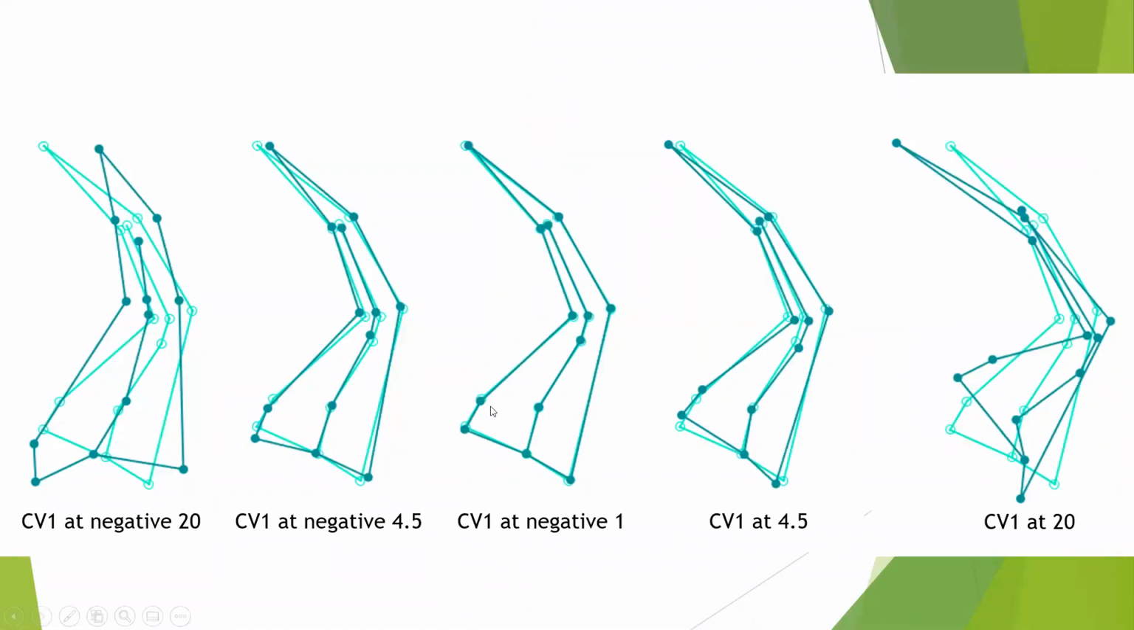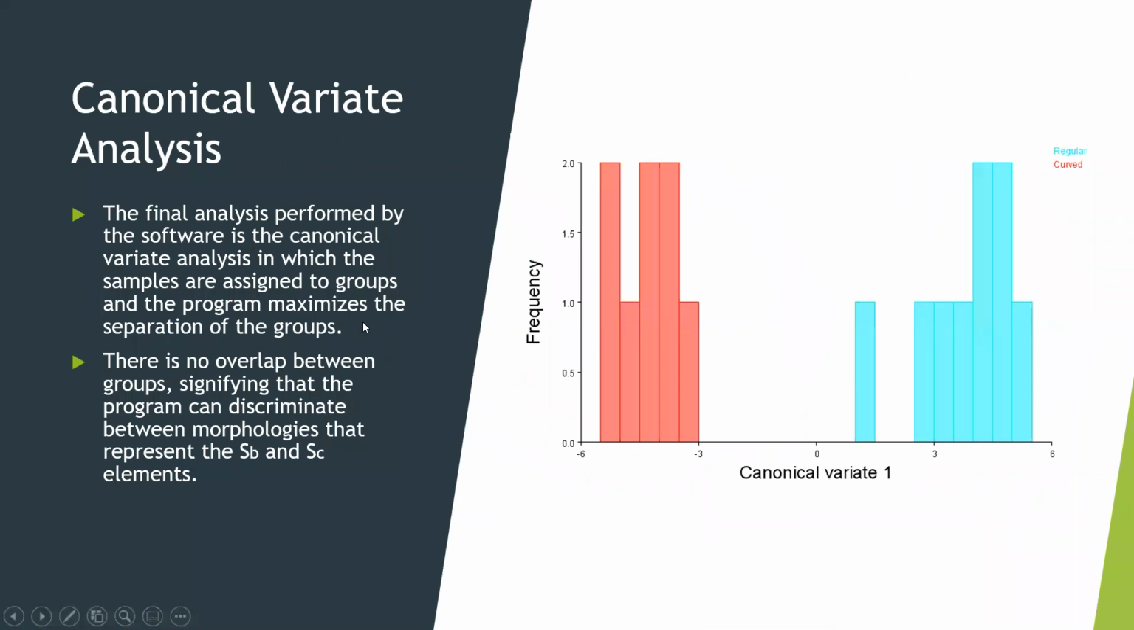These wireframes were generated from the CVA data to illustrate which features most define the classification between the curved and regular morphotypes. Beginning from the far left, this wireframe does not exist and was generated to exaggerate the features of the curved type. The next wireframe shows the average shape of the curved type, which can be seen on the graph. So at negative 4.5, it'd be about right here.